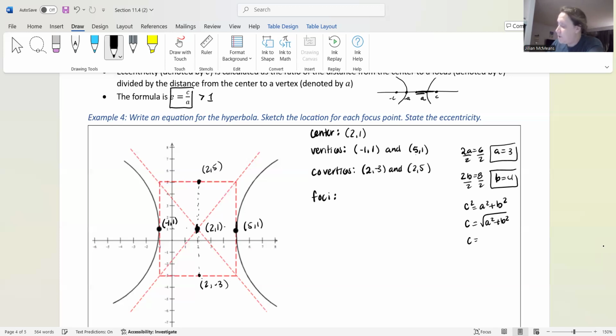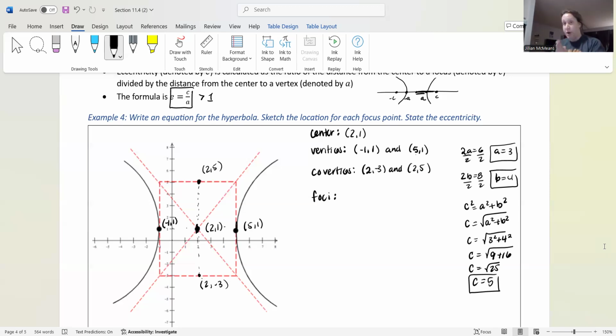Well, A is 3, so we get 3 squared. B is 4, so we get 4 squared. So C is the square root of 9 plus 16, which is 25. So we get that C is now 5. Okay, so how in the world do I figure out what the foci are? Well, we can always go from the center.